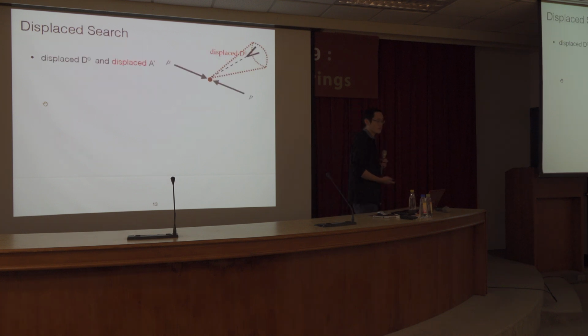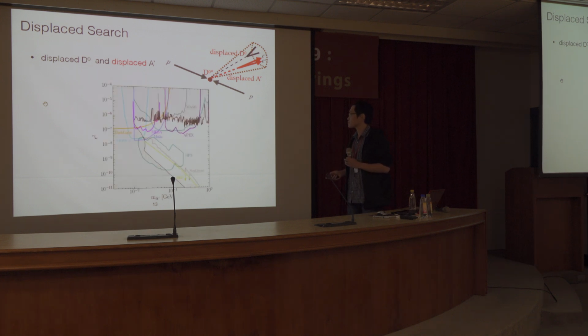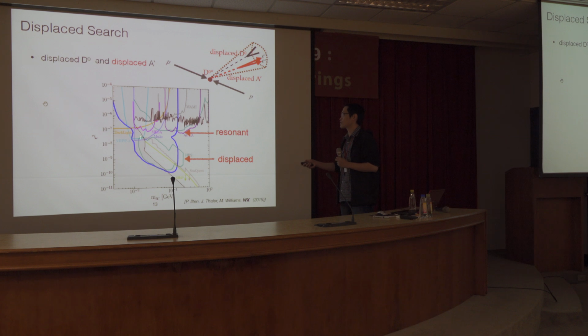And one easy step is to think about D0 to A prime, and then you can move to the displaced region. You can do the search. So here I show you the 2D map again, and I put a lot of colored lines, because there's a future search on this. So what the LHCb looks like is they can wipe out the white region in the future. They're different shapes because one is resonance, the other is displaced.